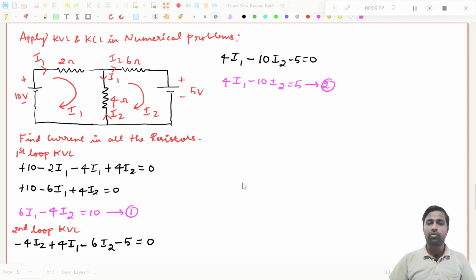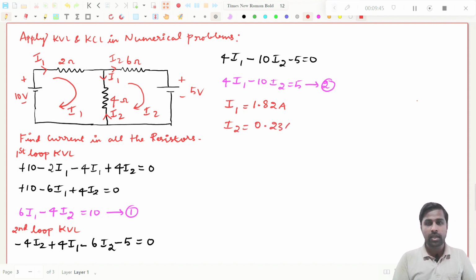Now you have two equations, right? You can easily simplify this. So solving the two equations, you will get I1 and I2. I am getting I1 equal to 1.82 amperes and I2 equal to 0.23 amperes on solving the I1 and I2 expressions, right? That's all.